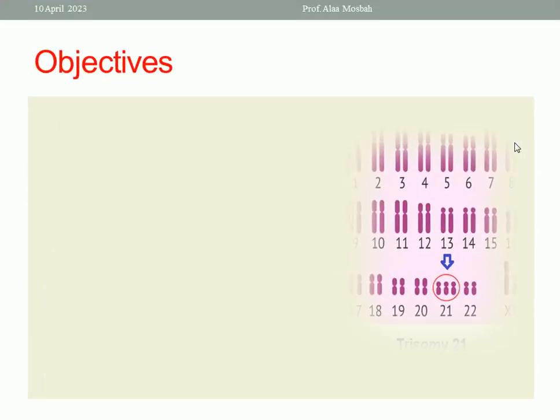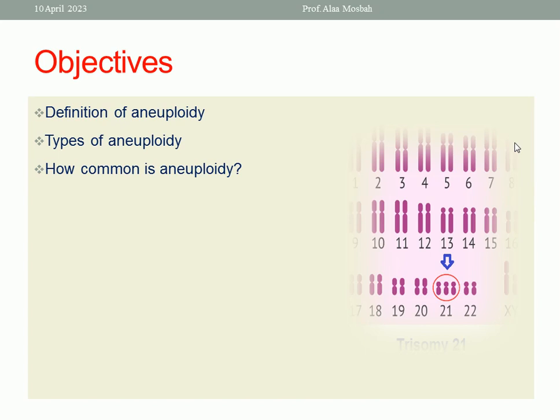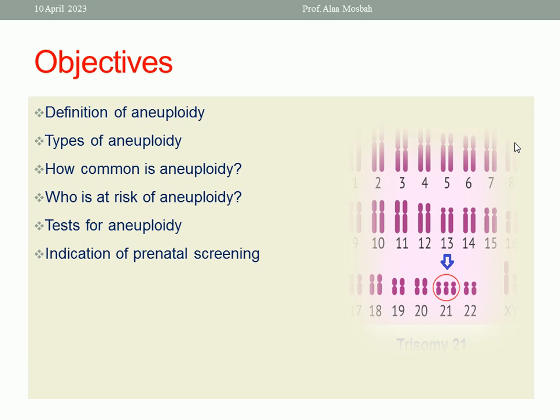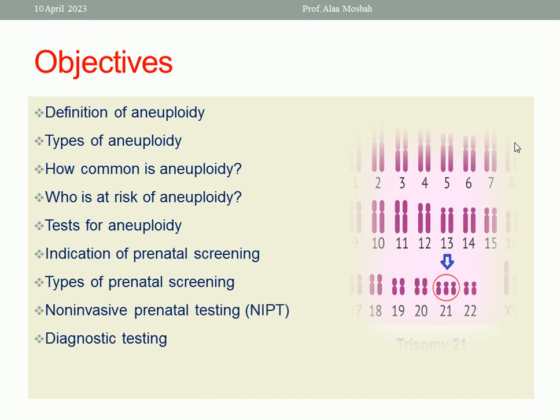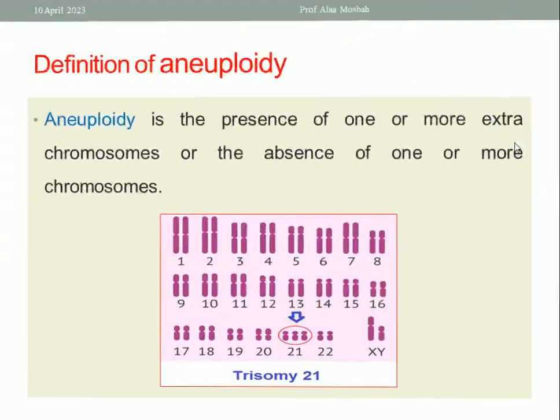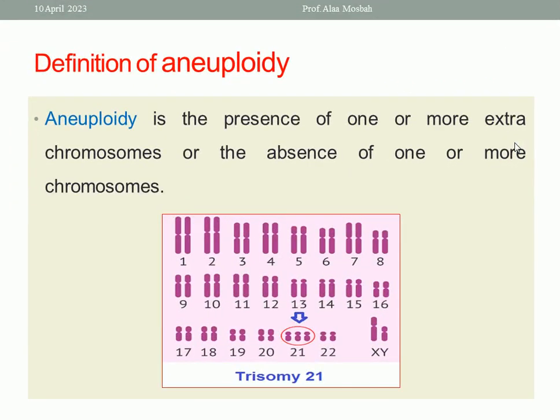Okay, what are the objectives of this lecture? The definition of aneuploidy, types of aneuploidy, how common is aneuploidy, who is at risk of aneuploidy, the tests for aneuploidy, whether screening or diagnostic, indication for prenatal screening, types of prenatal screening, non-invasive prenatal testing, diagnostic testing, and neural tube defect screening. Okay? So let us start with the definition of aneuploidy.